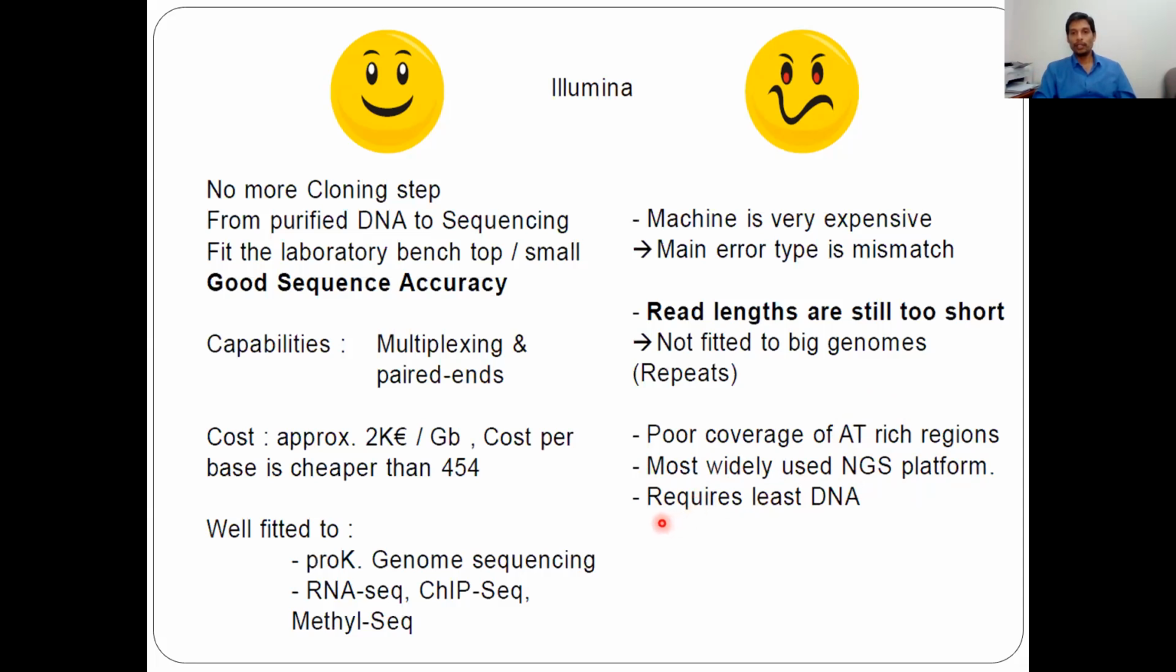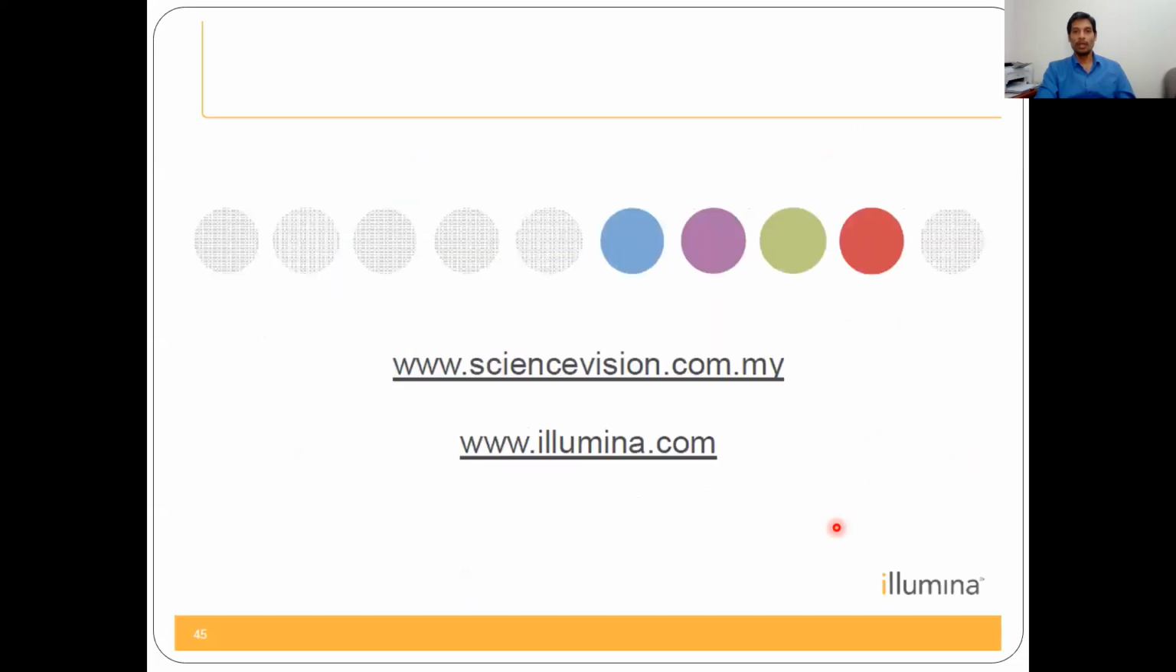Then, yeah, these are two actual advantages. The most widely used NGS platform is Illumina, and it requires the least DNA. You don't need too many micrograms of DNA. Even a small amount, nanograms, you can sequence. So, yeah, this information I have taken from the Illumina website.